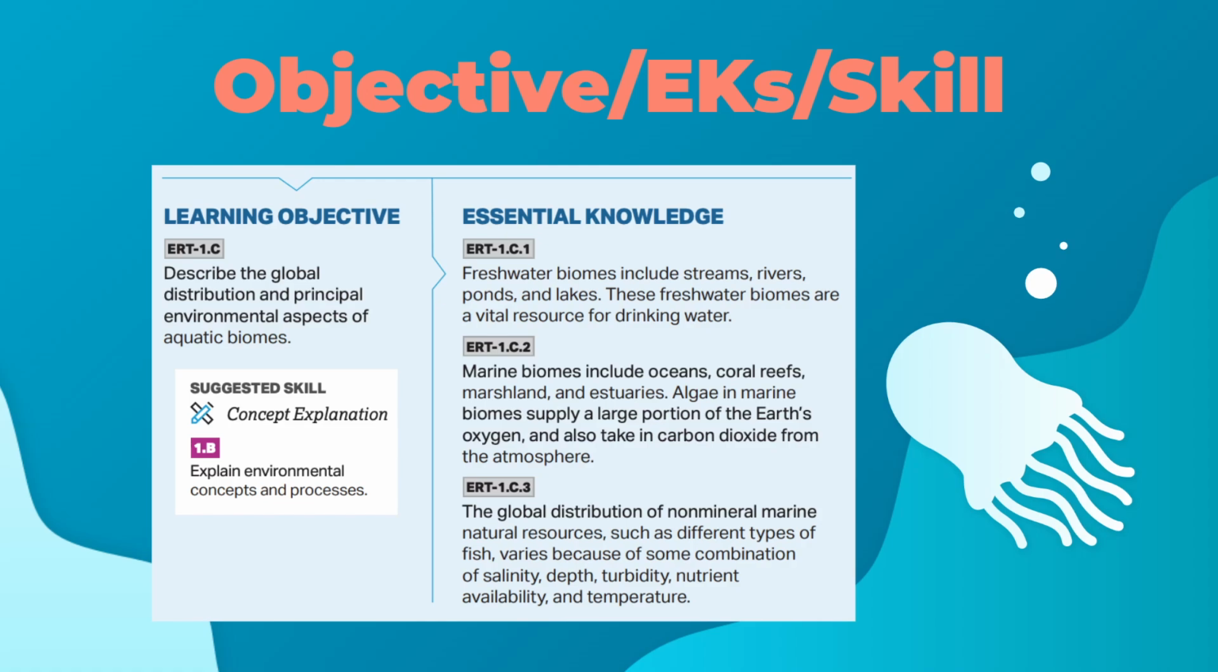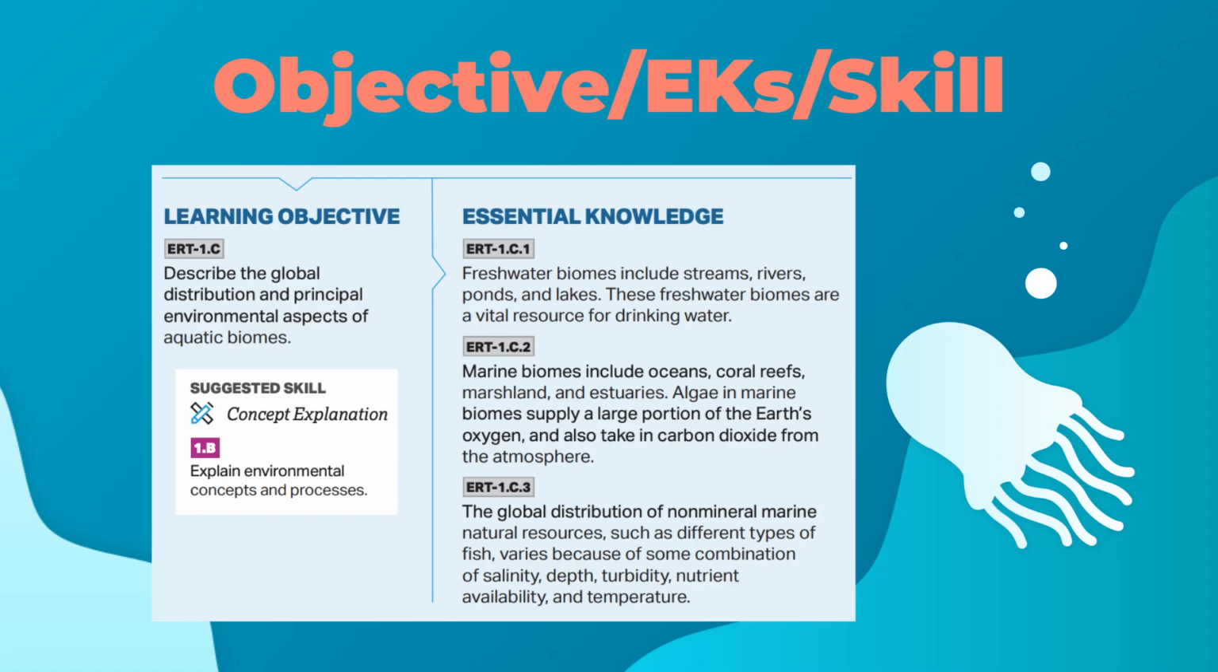Our objective today is to describe the factors that determine where aquatic biomes are found and how the species that live in them are adapted to live there, and the overall characteristics of each aquatic biome. We also need to be able to describe the global distribution and environmental aspects of aquatic biomes.